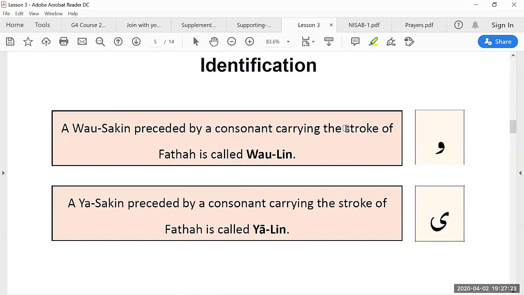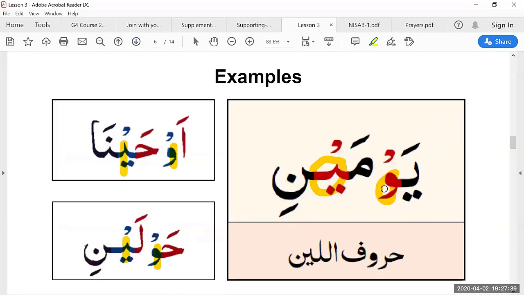So we can see that both of these letters, vaw and ya, are preceded by the same stroke, which is the stroke of fatha. Now we can see this in these examples. So I would like to request all the students, I'm going to read these words, to please repeat after me.